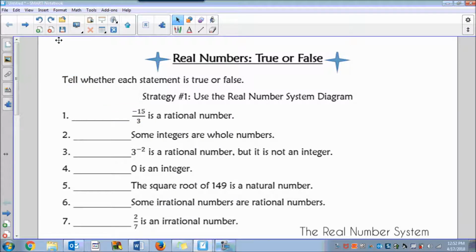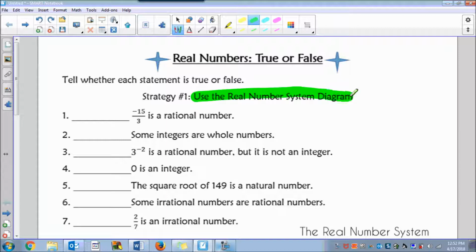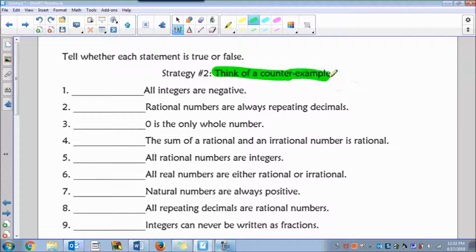So this video is about deciding on whether a real number system statement is true or false. I have two different strategies that we can use for this. The first one is using the real number system diagram, and the second is thinking of a counterexample.